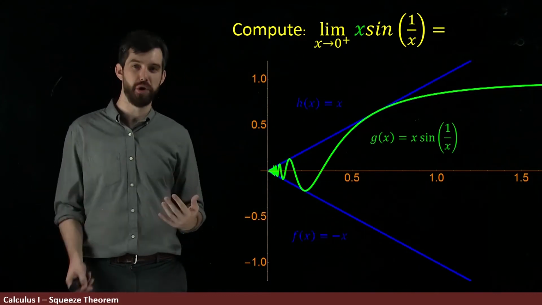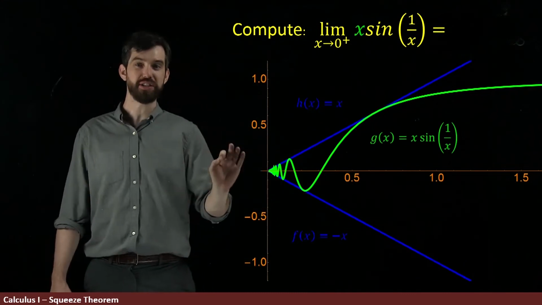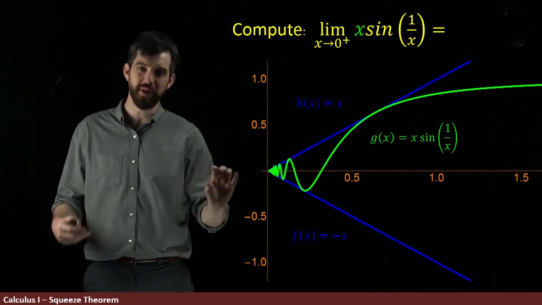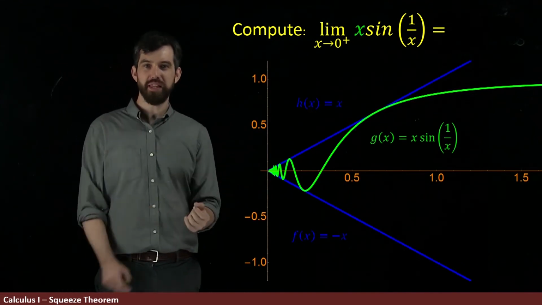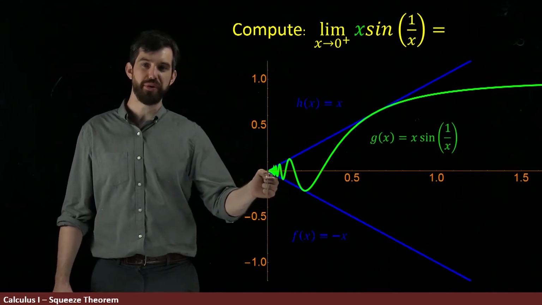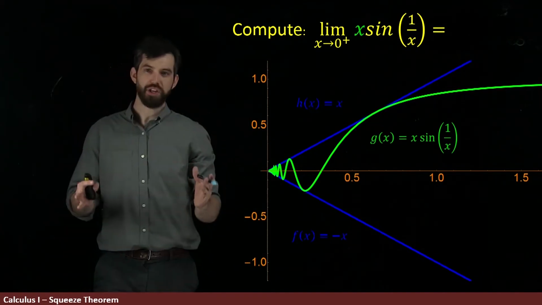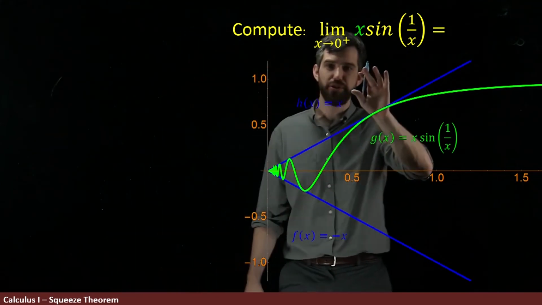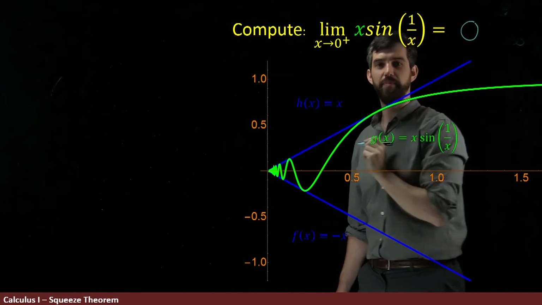They're my envelope functions. And then this x sine 1 over x, it does this sort of oscillatory behavior that it wants to do, but it's bounded between this. So now if I look at what the limit's going to be, this looks like it's getting closer and closer and closer to 0, and I think I can say that the limit is 0. And so I'm going to say that the limit as x goes to 0 from the right of x sine of 1 over x is just going to be equal to 0.